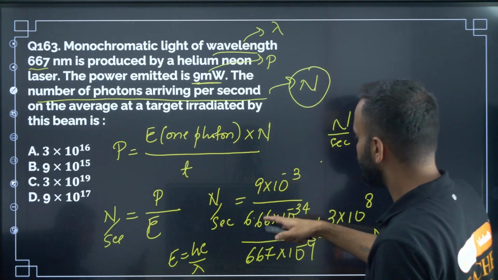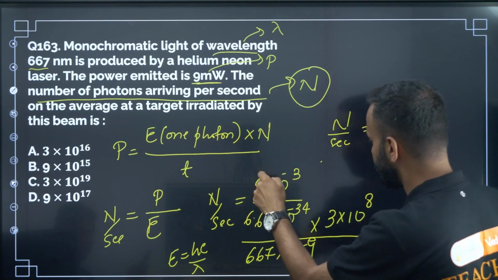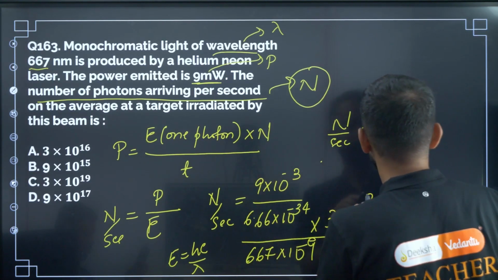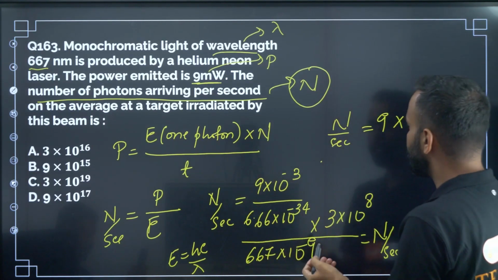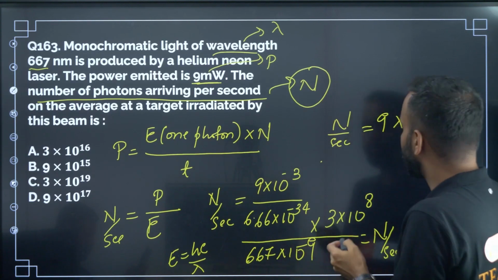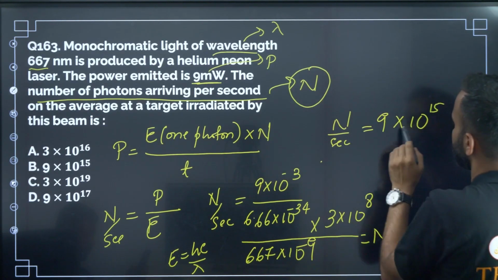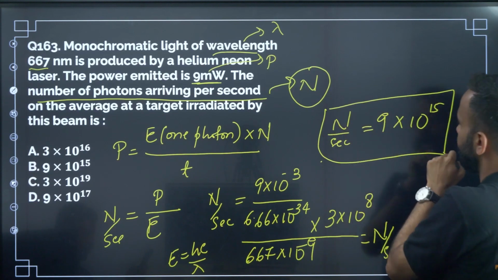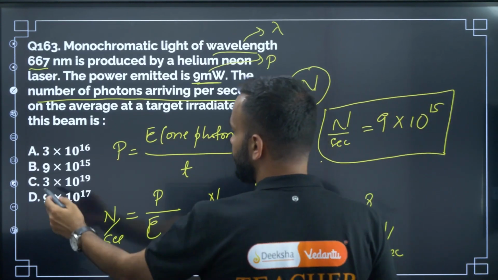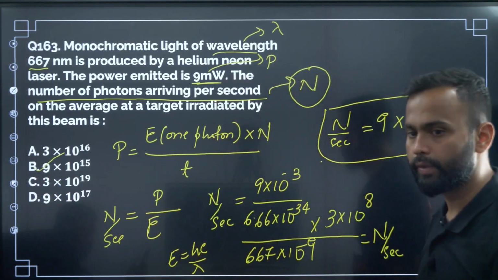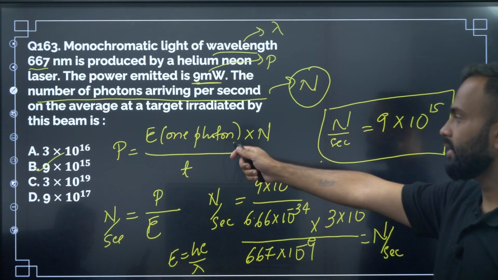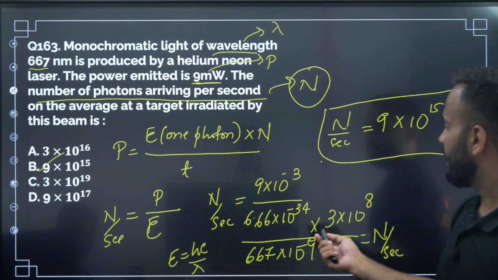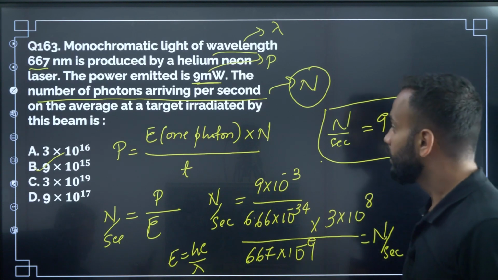So from this you will get 90. If you solve this you will get 90 here. So 90 into 10 to the power 14 is 9 into 10 to the power 15. So option B is the correct answer. This one is a very simple, direct question, and some calculation is there, that's it. So next question.